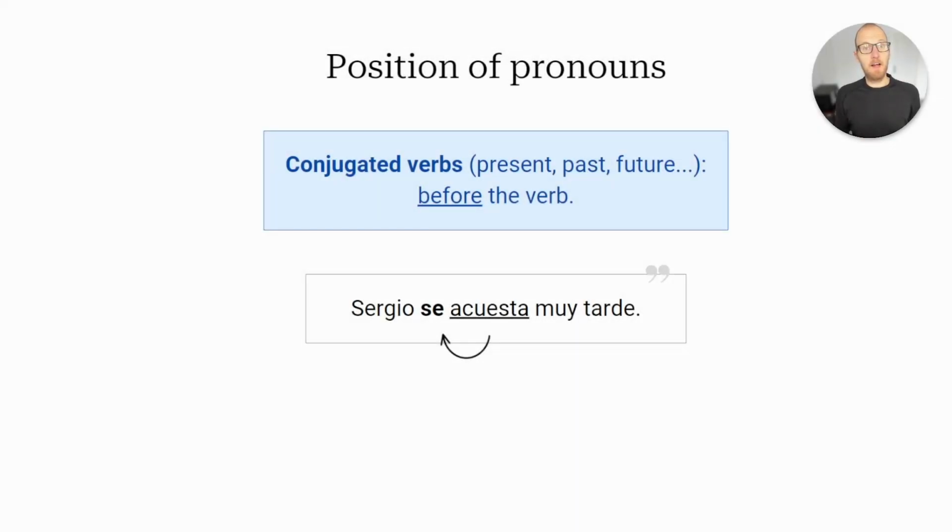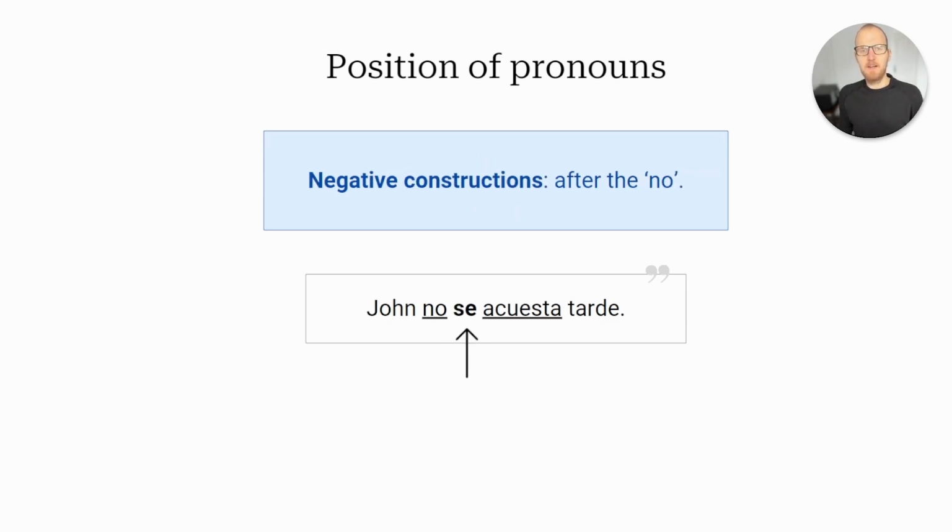Now that you know the forms and these reflexive pronouns, me, te, se, nos, os, les, let's briefly look at the position of these pronouns in a sentence. It is the same as with any other object pronoun. Okay, this is the same principle as with direct or indirect objects. With conjugated verbs, either in the past, in the present, in the future, we place this before the verb. So, Sergio se acuesta muy tarde. Sergio wakes up very late.